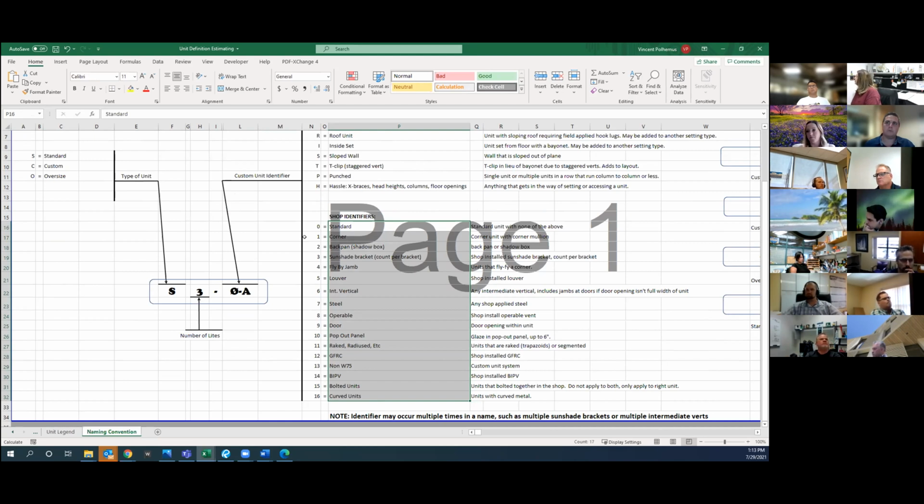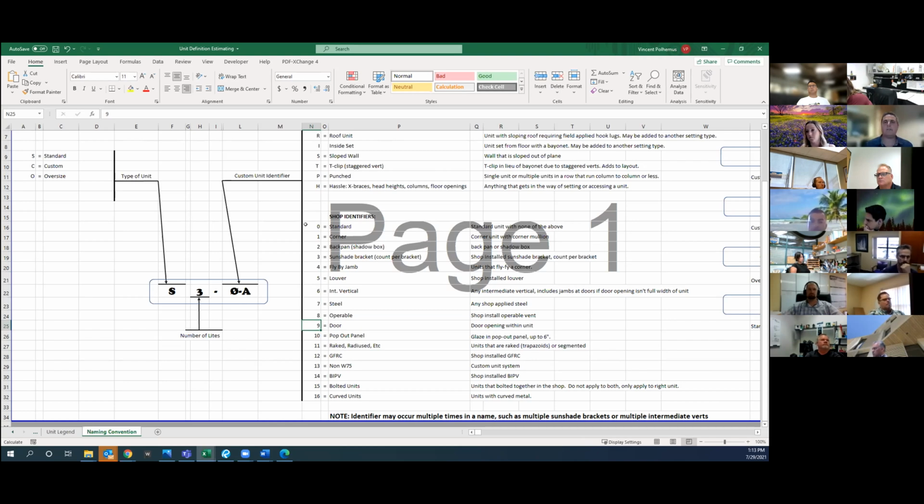So things that make something custom: it has a corner, it has back pans or shadow boxes on it, sunshade brackets, flyby jambs, louvers, intermediate verticals, shop applied steel, operables, doors in the unit, and so on and so forth, right? Any of these things would make a unit be custom, right?